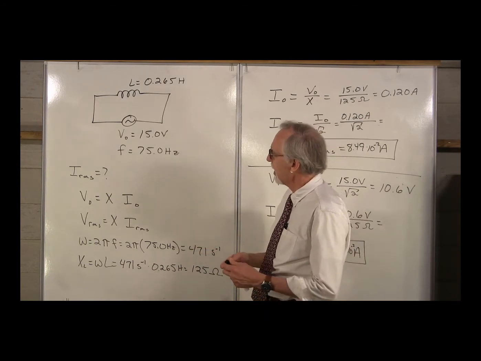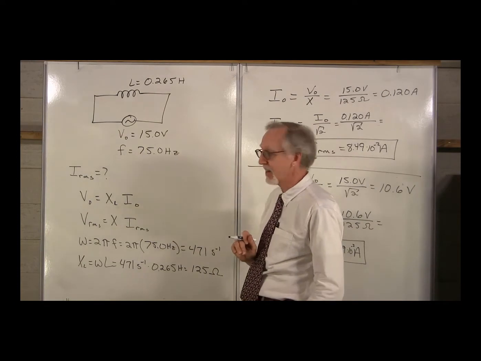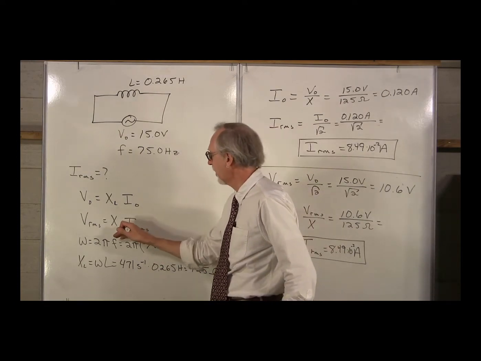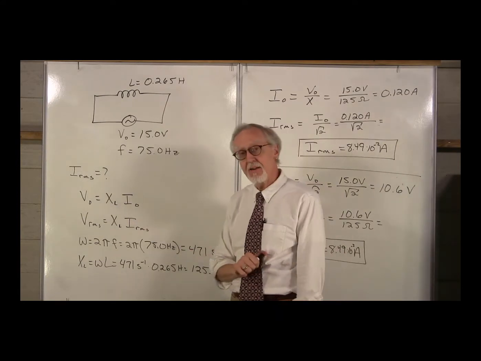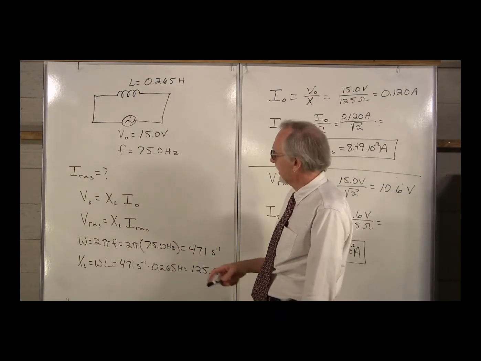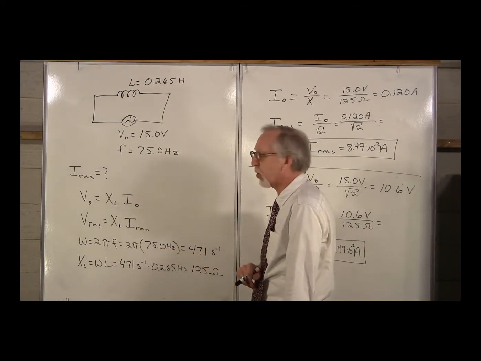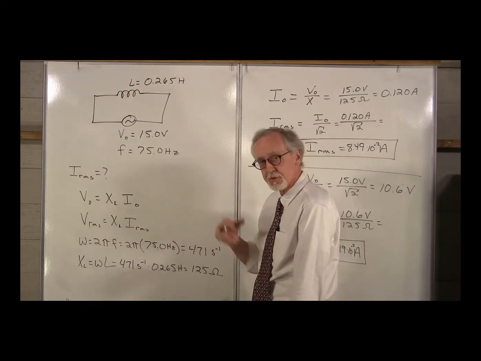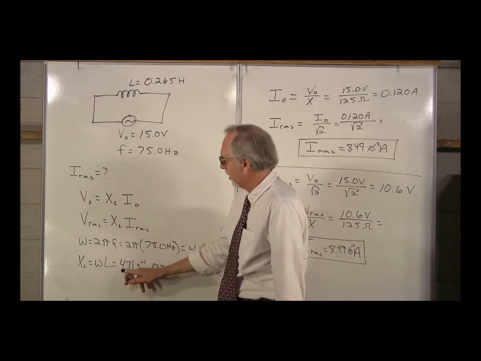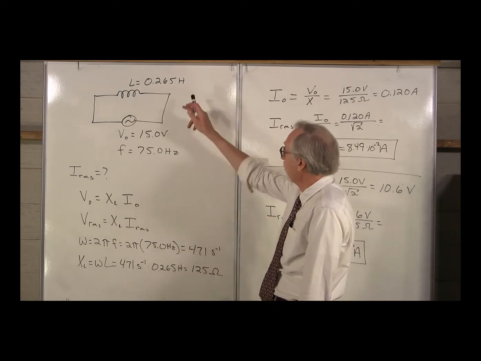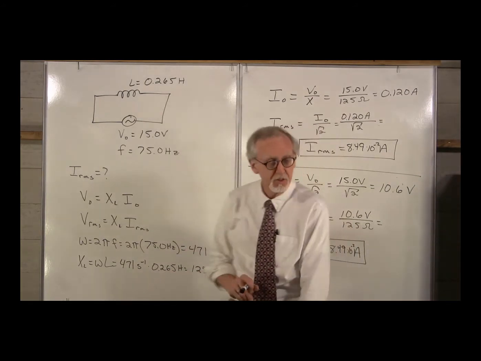Again, we could use that V naught was equal to XL, in this case I naught, or VRMS is equal to XL IRMS. Again, to figure out XL, we need omega, so let's do that. Omega is 2 pi f, 2 pi times 75, which is 471 radians per second, or inverse seconds. X sub L is omega L, which is 471 times 0.265 henries, or 125 ohms.